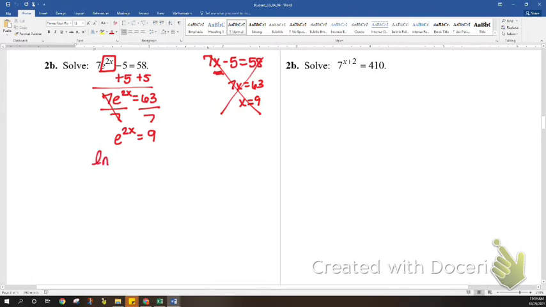So I'm going to use the natural log. So the natural log of e to the 2x equals the natural log of 9. Let's move that 2x in front of its log. So 2x natural log of e equals the natural log of 9. Now the nice thing about the natural log of e is we haven't talked about it, but check it out in your calculator. What is the natural log of e?